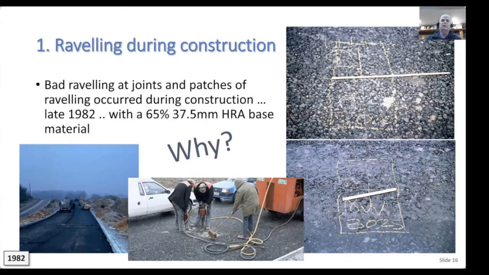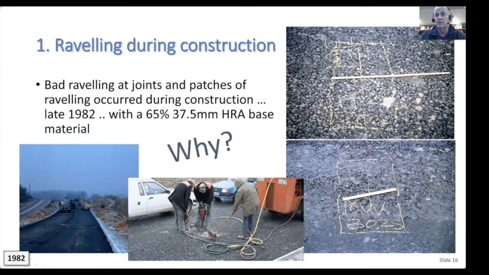So I put this one on as the starter. This is a project that I was involved in the UK. This is nearly 40 years ago now, back in 1982. I looked a bit younger and was a little bit more junior than I am now in the industry. We had bad ravelling at joints and patches of ravelling occurred during construction when we laid a material on a bypass, a 65%, 37.5 nominal size material, HRA base course. HRA is hot rolled asphalt.